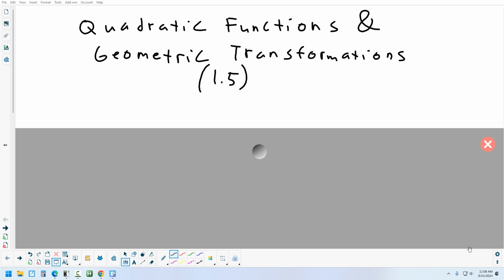So today we're going to look at section 1.5, which is on transformations. The idea of a transformation is when you take a picture or a graph and you slide it up and down, slide it left and right, or you can stretch it up and down and stretch it left and right. Okay, those are all transformations. Throughout the year, we're going to look at transformations on different functions. Today, we're going to look at them with quadratics.